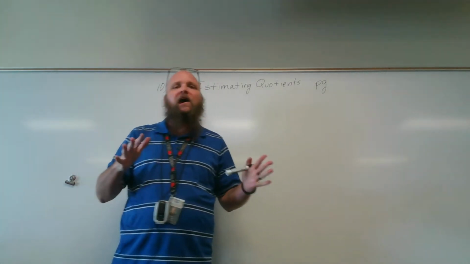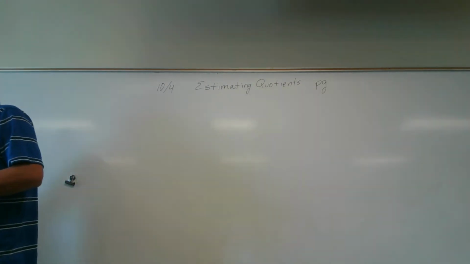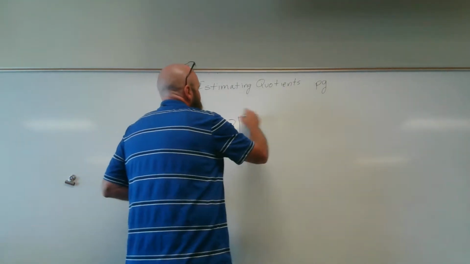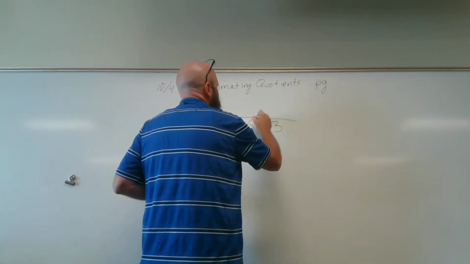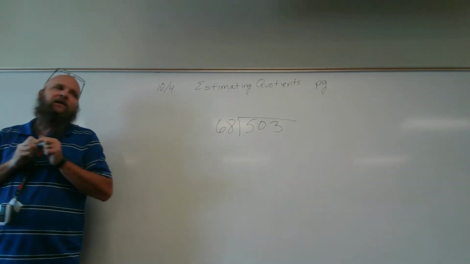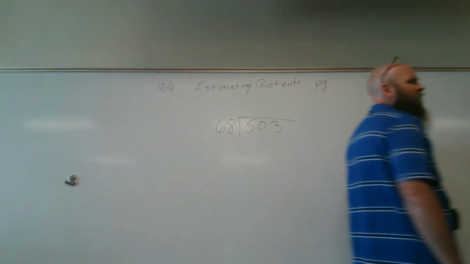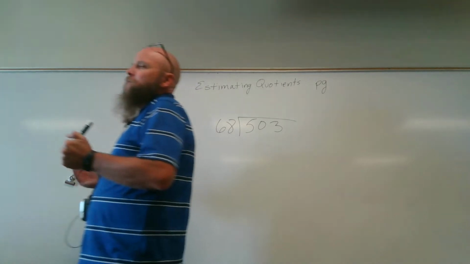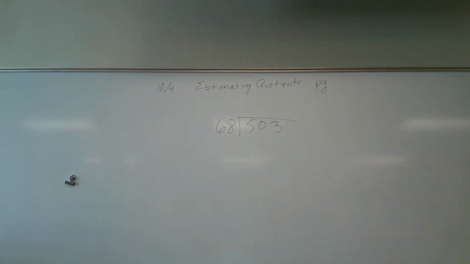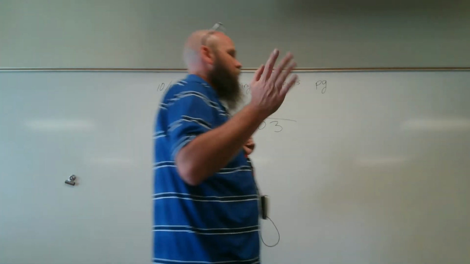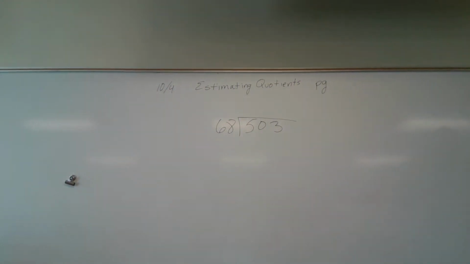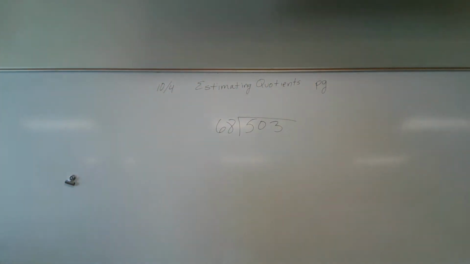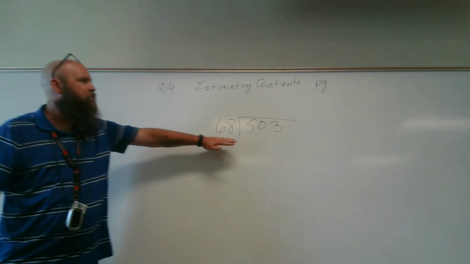So let's look at compatible numbers in division one more time. Let's take 68 divided into 503. I'm going to use compatible numbers to get myself an estimate. Now, my last estimate was exactly correct. That's probably not going to be the case here, but you never know. So let's call on Ethan. What do you want to change 68 to?